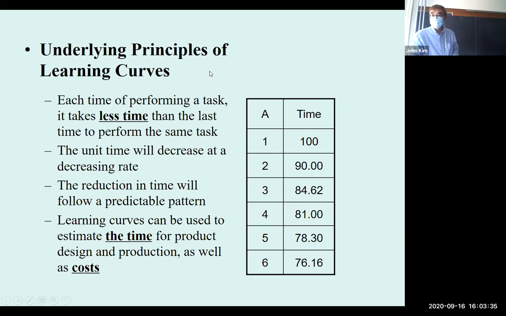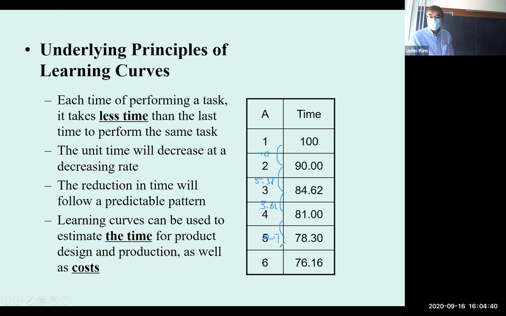I'm not sure if it works. Okay, from 100 to 90, the difference is 10. Then from 90 to 84.62, the difference is 5.38. The next one, from 84.62 to 81, the difference is 3.62. And next, 81 to 78.3, the difference is 2.7.